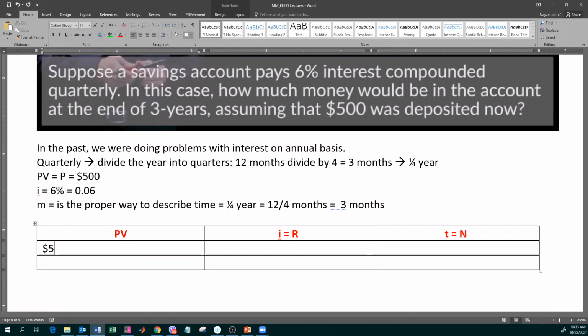So we have 500, right? Originally the question said 500. It said 6%, which is equal to 0.06. And our T was in years, it was 3 years. So T is in years. T is equal to 3 years. Everyone with me?